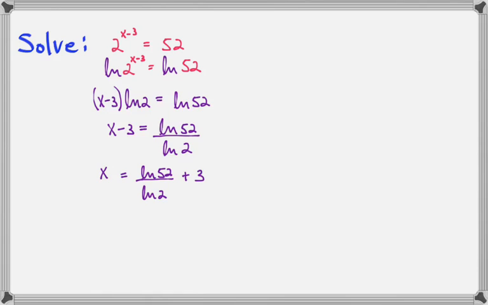And you could use your calculator to figure out a decimal approximation. In this case, if I punch ln 52, close the parentheses, divided by ln 2, close the parentheses, and then plus 3, we're going to get 8.70. So remember I said that this exponent would be somewhere in between 5 and 6. Well, if you do 8.70 minus 3, it's 5.7. So that is indeed somewhere between 5 and 6. Alright, here's another one.